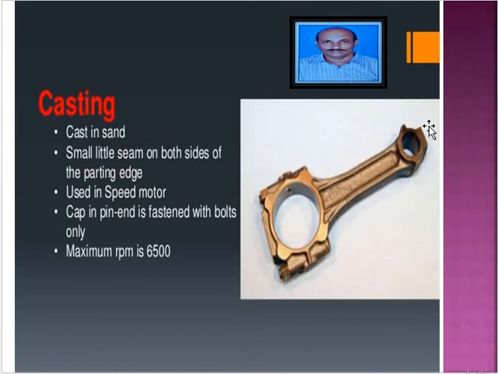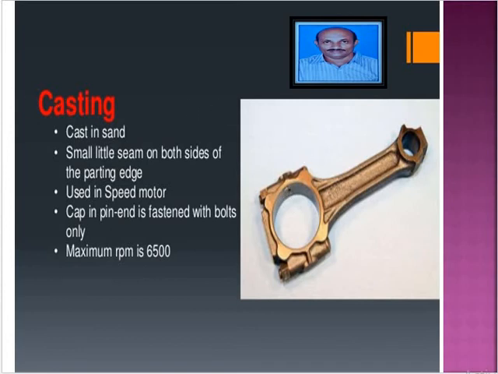So see how the casting will be done, cast in sand. A small, little seam on both sides we can put, and we can use it in speed motors. The maximum RPM we already discussed, this is 6500 RPM.